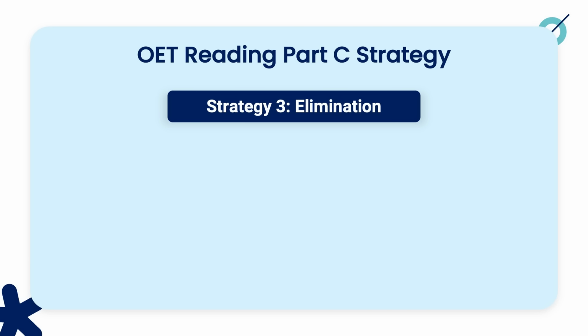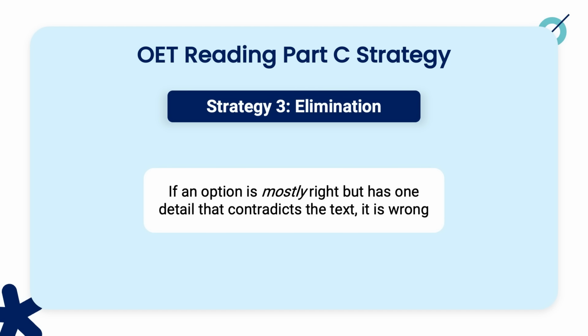The third strategy is elimination. Use the process of elimination. If an option is mostly right, but has one detail that contradicts the text, it's wrong. Narrow your choices down to increase your odds.